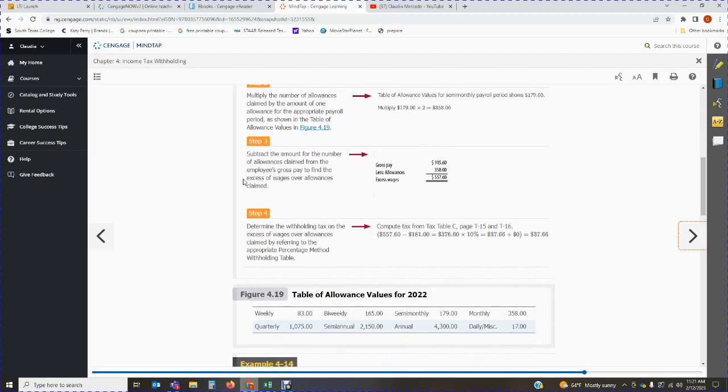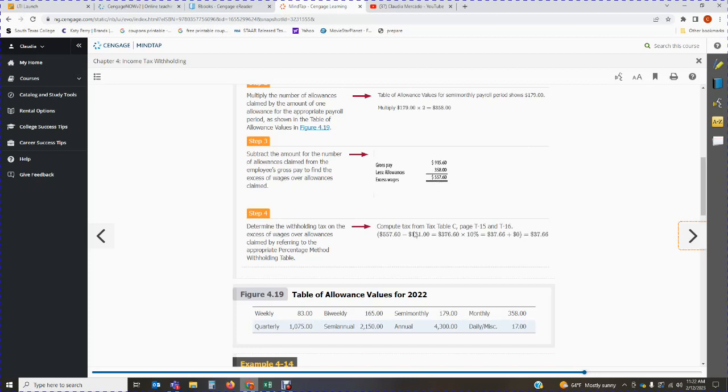Step number 3, you're going to subtract the amount of the allowances claimed from the employee's gross pay to find the excess of wages over allowances claimed. So we're trying to find out how much is taxable. In this example, the person made $915.60. Based on the number of allowances, they're not going to pay federal income taxes on $358. So the excess wages is $557.60.